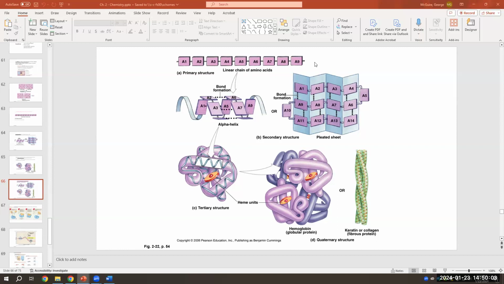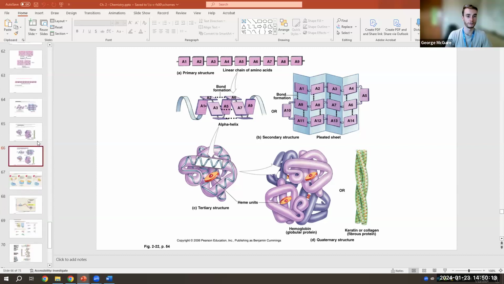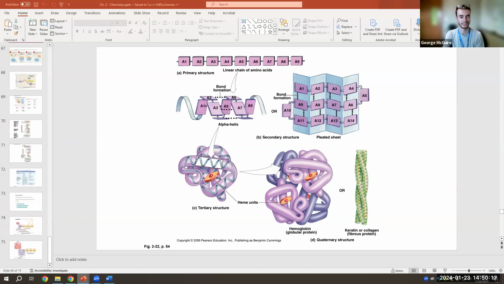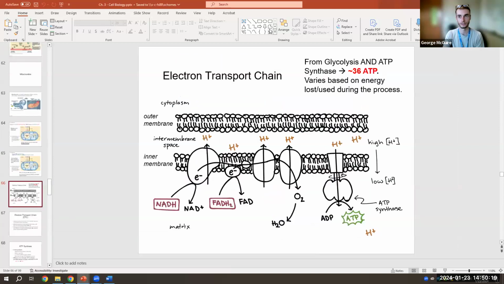Do nucleosomes relate to this at all, or are those more just in the cell? So nucleosomes are referring to proteins being used to protect nucleic acids. I think that's in the cell biology PowerPoint.